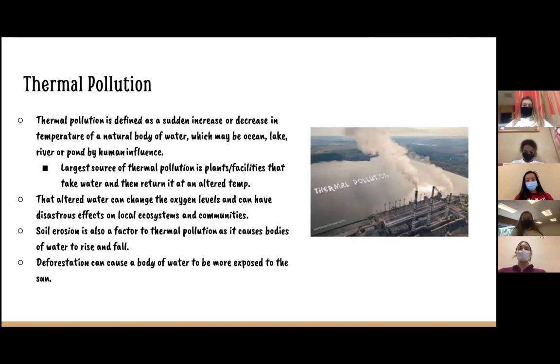Soil erosion is also a factor in thermal pollution, as it causes bodies of water to rise and fall and be more exposed to the sun. Deforestation also can cause a body of water to be more exposed to the sun and therefore changes the temperature.